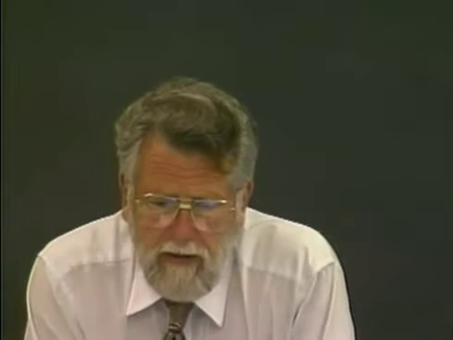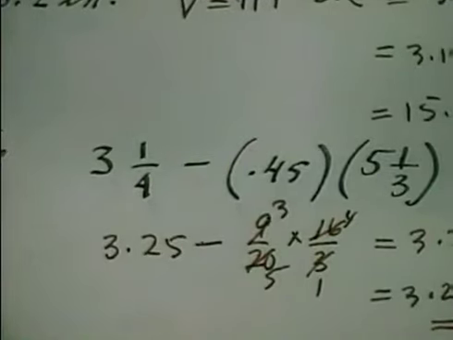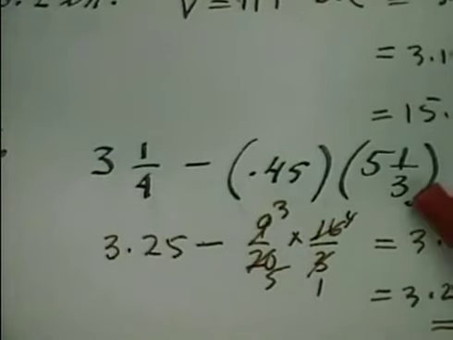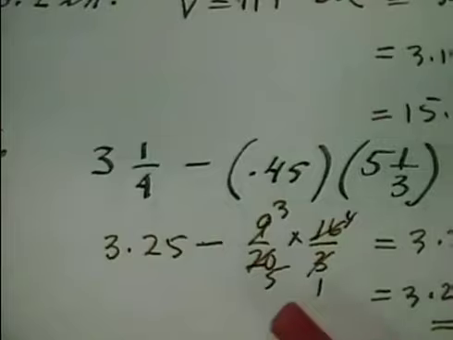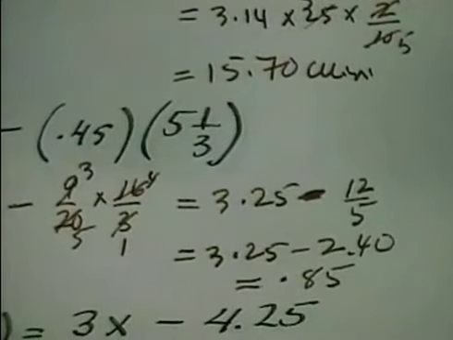Okay, the next one I rigged also. Here was the original problem. Let me come off there just a little bit, Debbie. It's a little bit too compact. There's the problem. Now, I did sort of a combination here. 0.45 is 45 over 100, which is 9/20. And then I treated the 5 1/3 as 16 over 3. Then I was able to cancel very nicely and get 3.25 minus 2.4 for a 0.85.